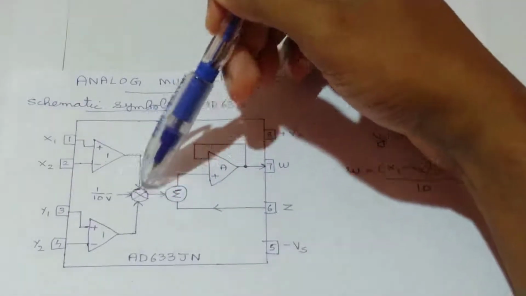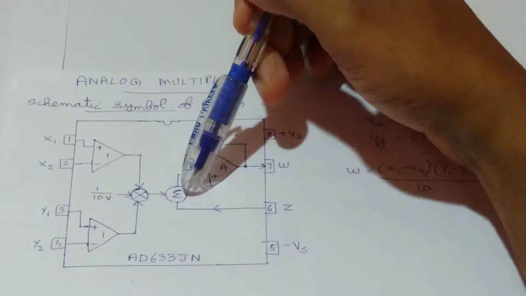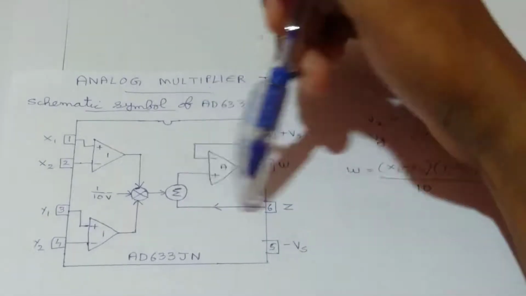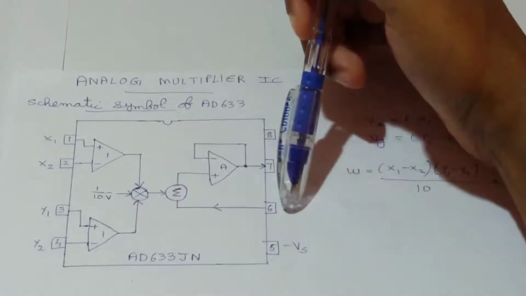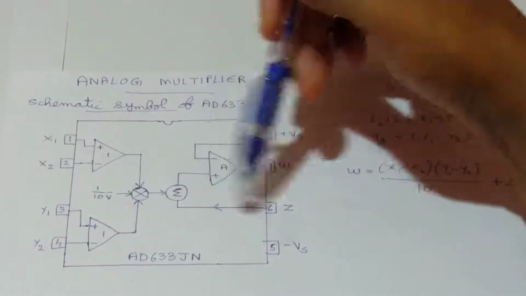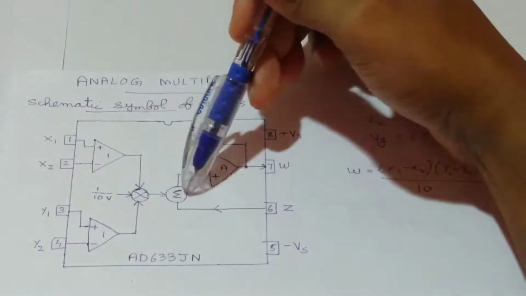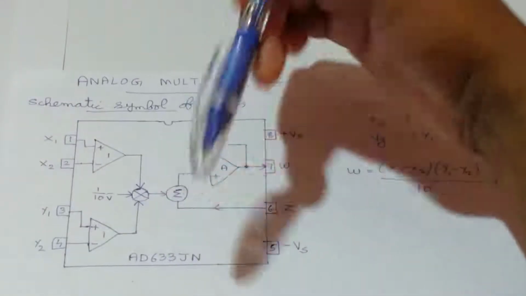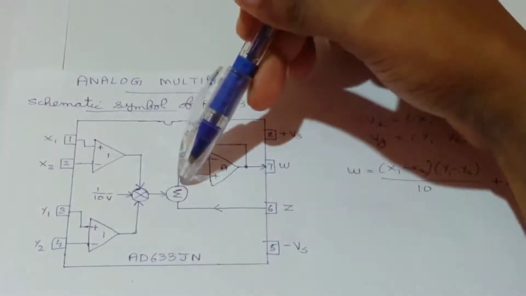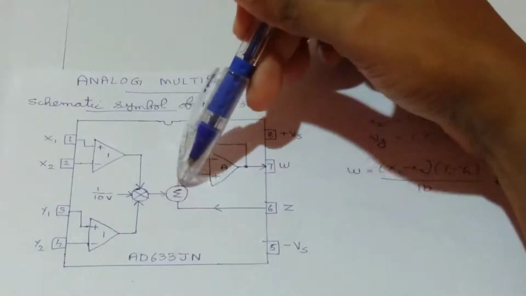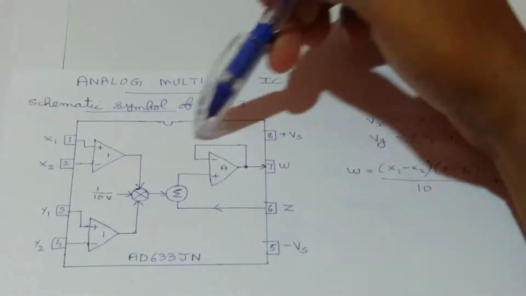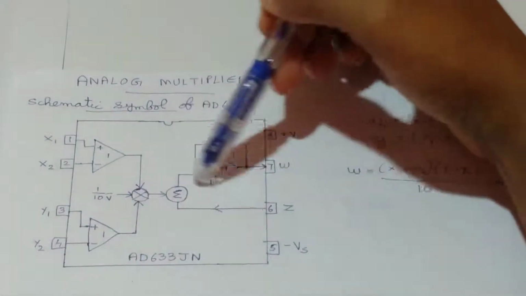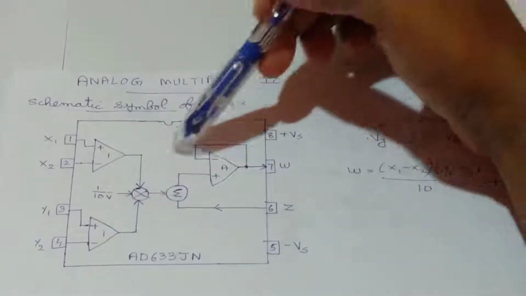Then the output of this multiplier junction is applied to this summing junction. The second input to this summing junction is this Z value. By using this arrangement we can add an additional voltage to the multiplied output if we need. Then the output of the summing junction is applied to this op-amp circuit, which acts as a voltage follower circuit.